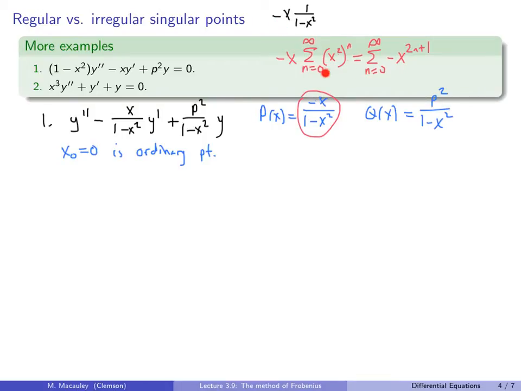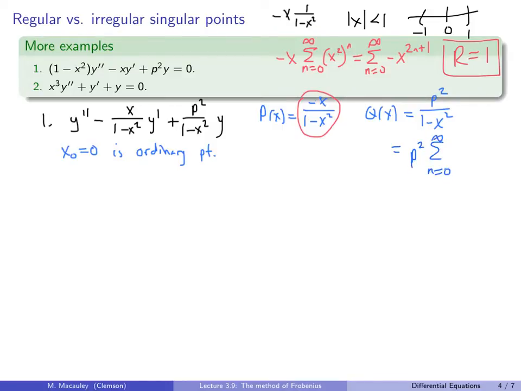So this sum is only equal to this expression when we're in this interval, in other words, when x is less than 1 in magnitude. So this says that the radius of convergence is going to be 1. Similarly, q I can write as p squared times the sum from n equals 0 to infinity of x squared to the n, so x to the 2n, and this also has radius of convergence r equals 1.